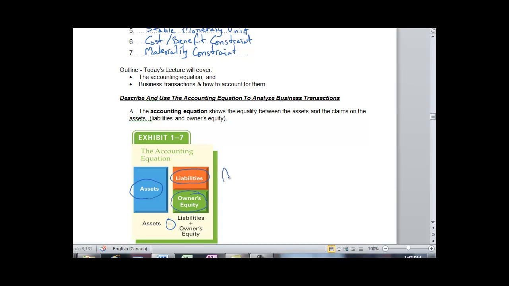So again, assets equals liabilities plus owner's equity. Okay, and like I said, it always holds true.